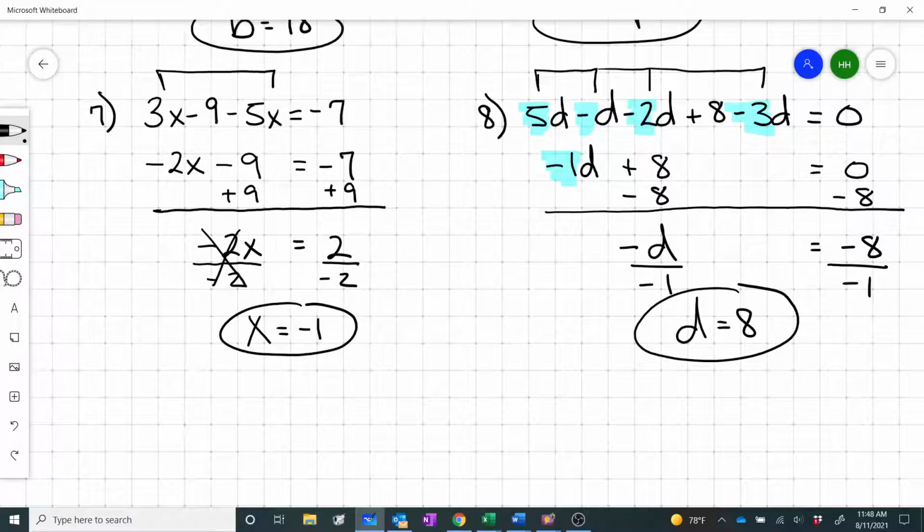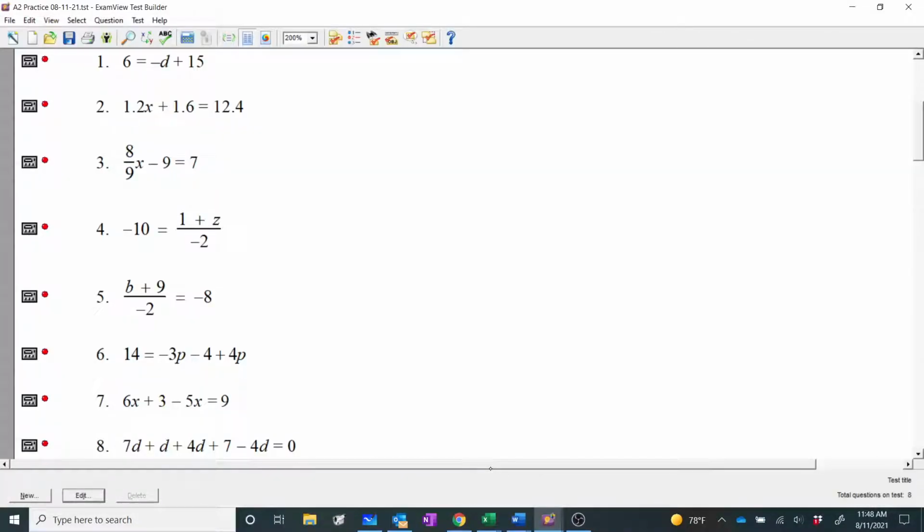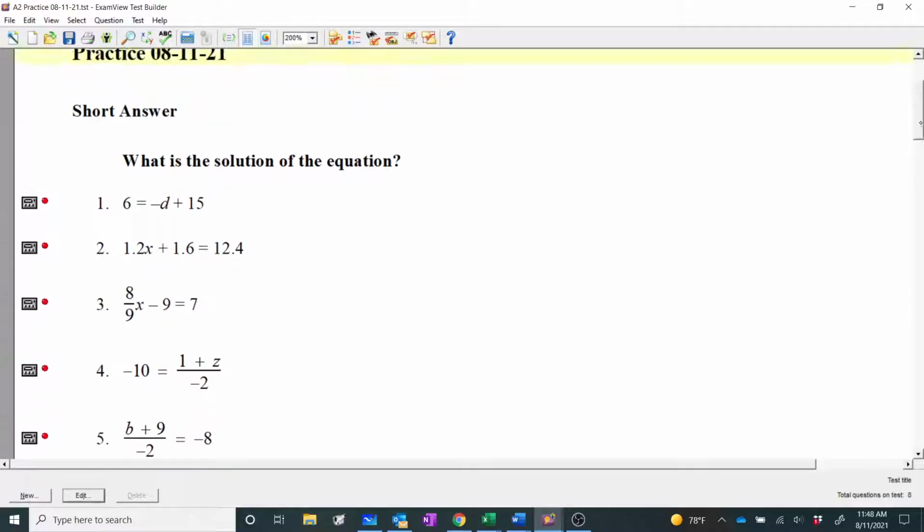All right, so I hope that review helps, because your assignment for today is very similar to yesterday, but there's just different values in the problems. So on a clean piece of paper, you're going to do these 8 problems today.